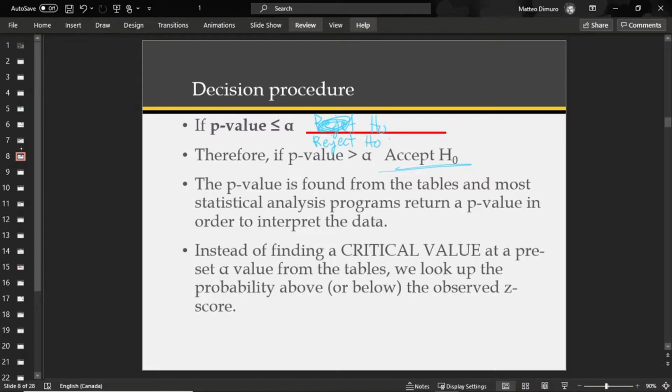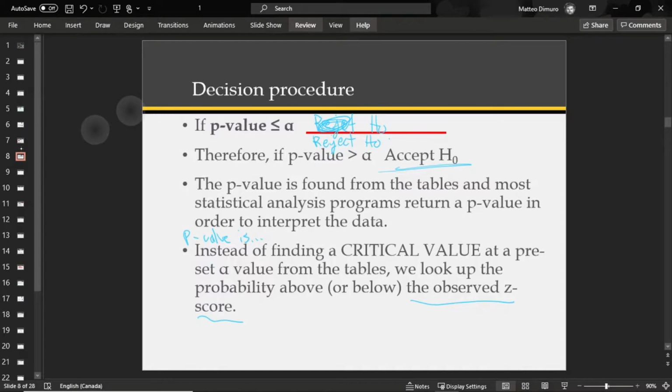So instead of looking for a critical value at a preset alpha value from the tables, we look up the probability above or below the observed z-score. So this is actually how you find the p-value. You calculate your Z statistic as you normally do from the sample, and then we look up the area to the left or to the right, depending on whether we're doing a left-tail or a right-tail test. You look up the area under the curve, and that is generally the p-value.